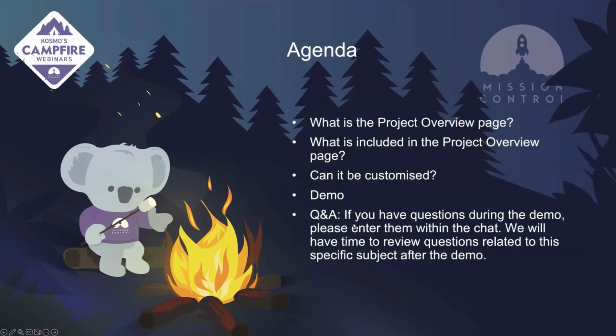So let's go on to the agenda. Today's agenda for the project overview page, we'll be covering what the project overview page is, how you can access it. We'll also cover what's included, how it can be helpful to you, why you would want to use it in the first place. And as things go with Mission Control, a lot of it can be customized, so we'll talk about how it can be customized and how you can do that.